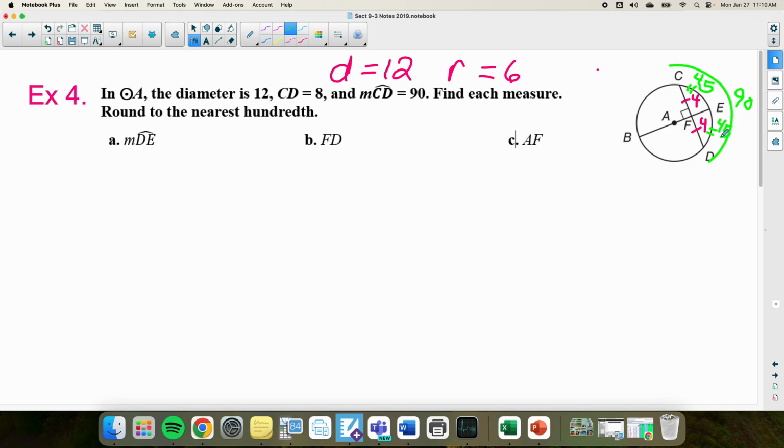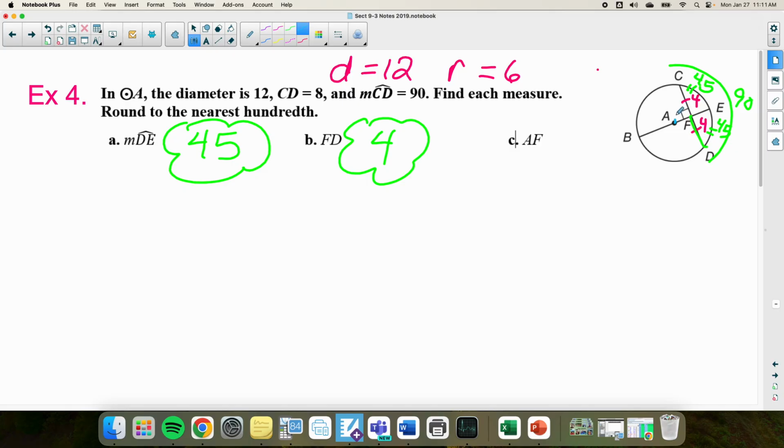The first one asks us for arc DE right over here, which we just said is 45. Then they ask us for FD, which is this distance right here. Just from F to D, we said is 4. Now, they're asking us for AF, okay?